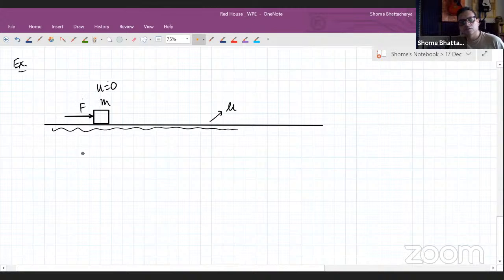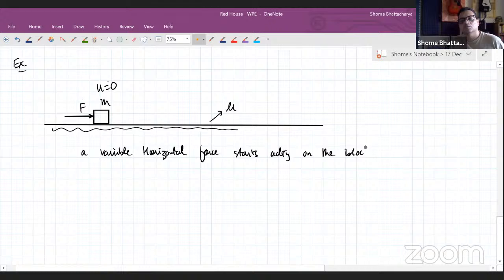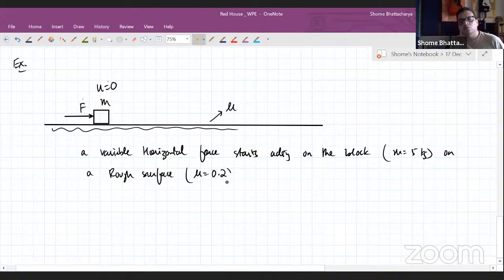So a variable horizontal force starts acting on the block, which has a mass of, let us say, 5 kilograms, on a rough surface which has coefficient of friction equal to, let us say, 0.2.